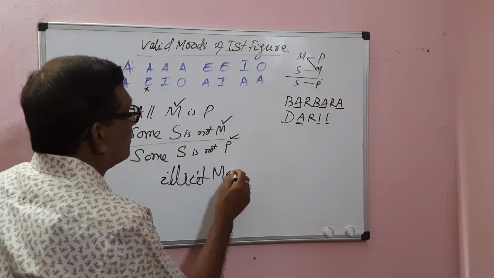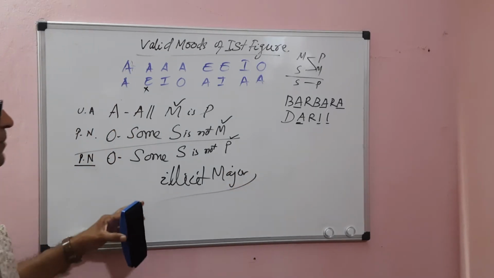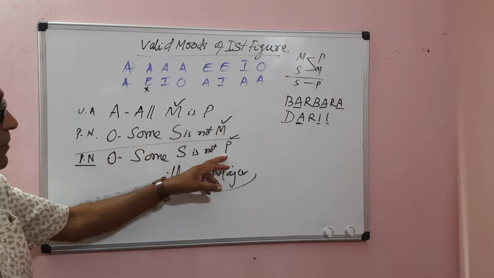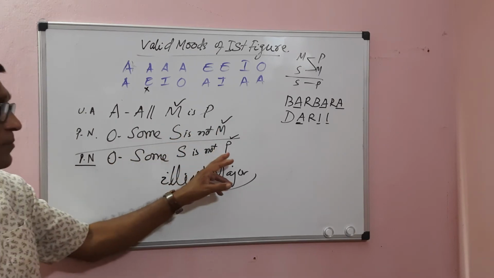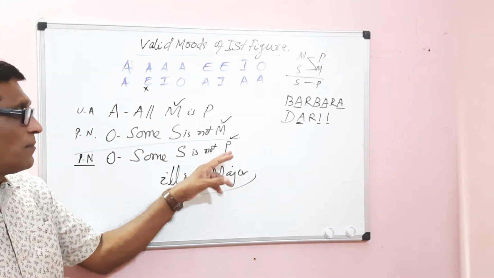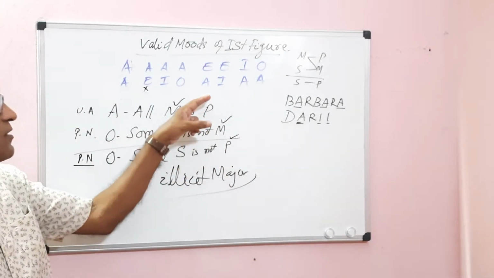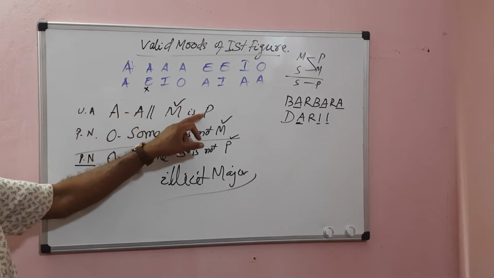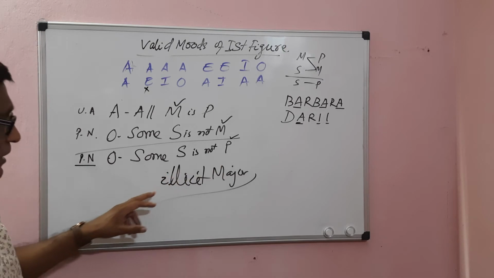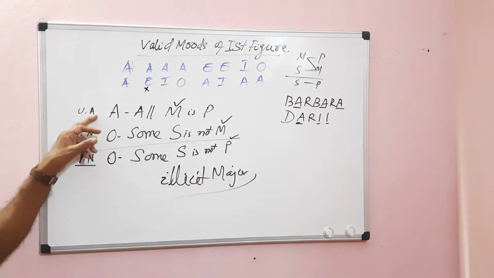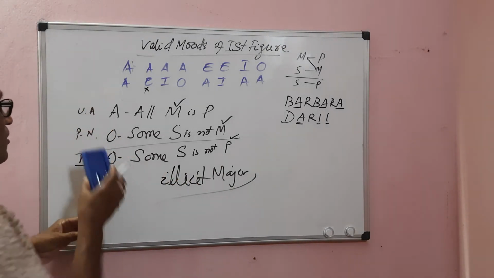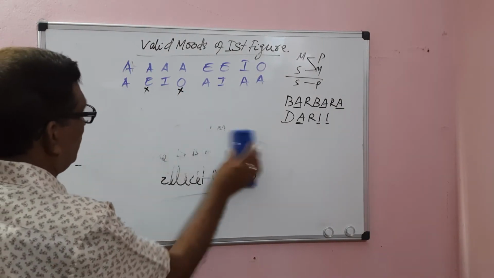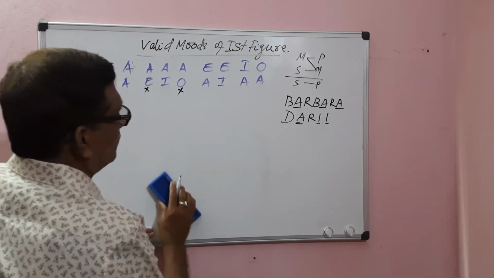Illicit major fallacy, because no conclusion can be drawn. The middle term is distributed here, but the major term is distributed in the conclusion. The O proposition distributes the predicate term, and the predicate means it is the major term. The major term is distributed in the conclusion, but it is not distributed in the major premise. So it leads to the fallacy of illicit major. From AO, no conclusion can be drawn. It is an invalid mood, so this is not possible in the first figure.